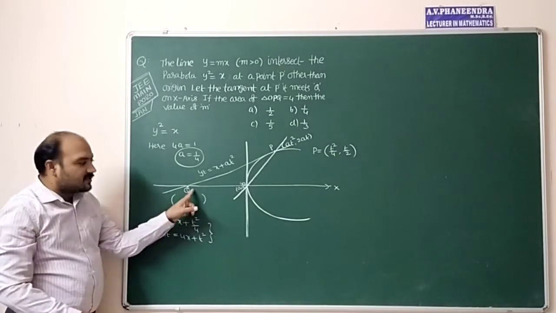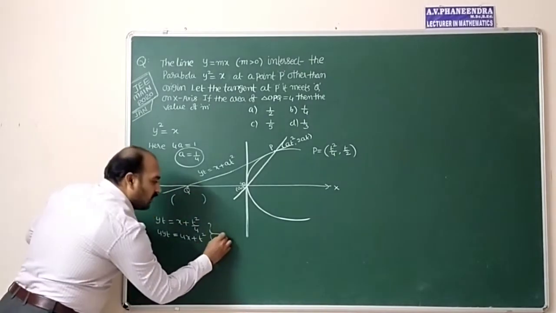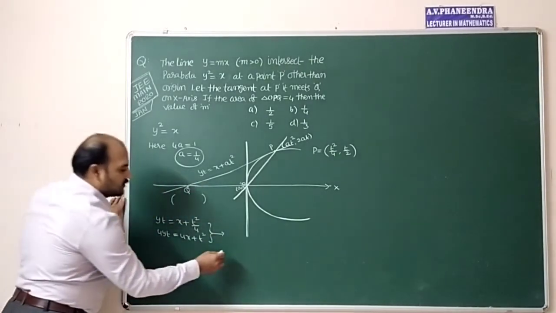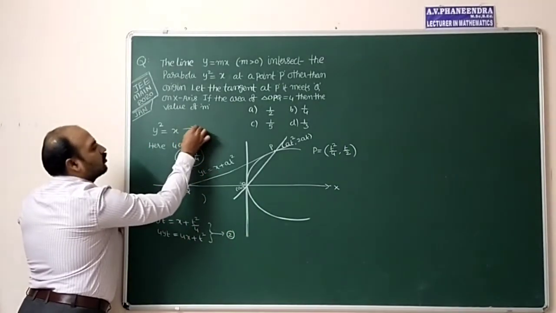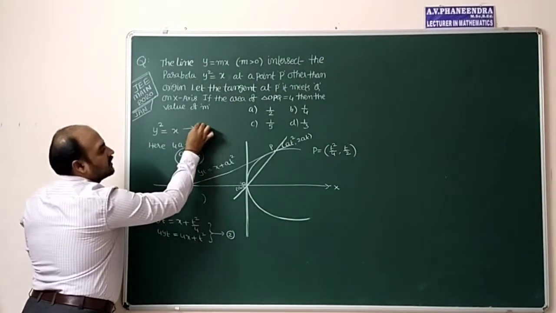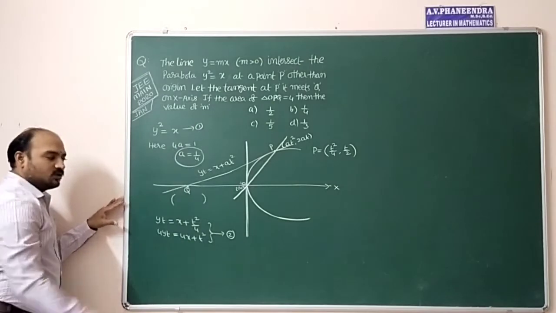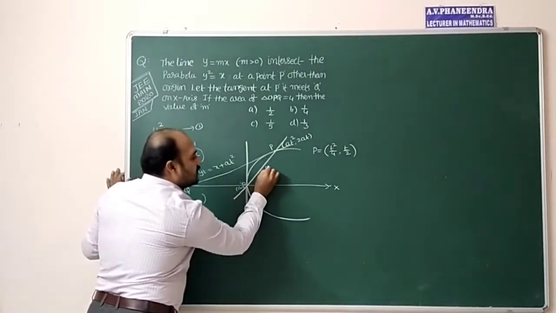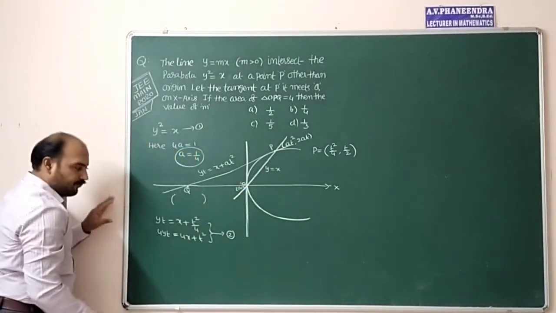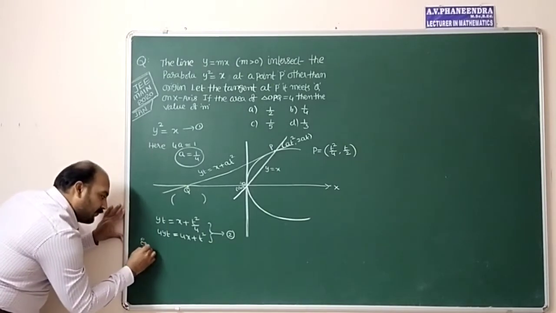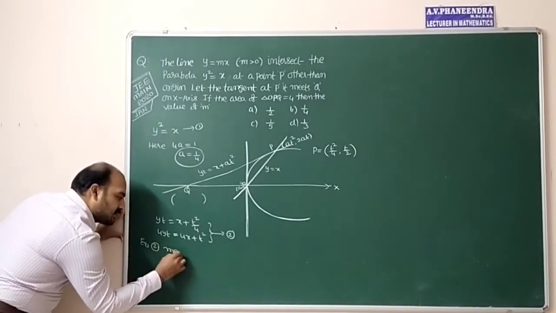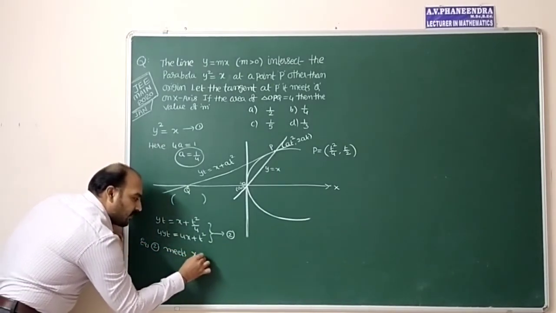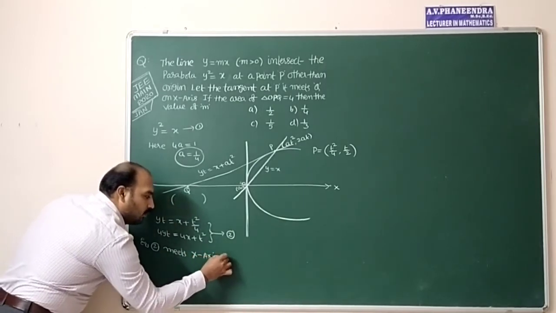This equation meets the x-axis. The equation you can take as 2, because y square equal to x is equation number 1, and the tangent is equation number 2. And the given line is y is equal to mx. Equation 2 meets the x-axis at the point Q.